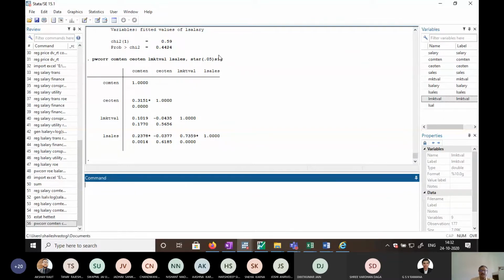This is the normal formula which I'm using all the time. Look at this output and look at company tenure. It has a significant association with the CEO tenure, but the association is not in the range of 0.8. And I repeat myself, it could be minus 0.8 or it could be plus 0.8.